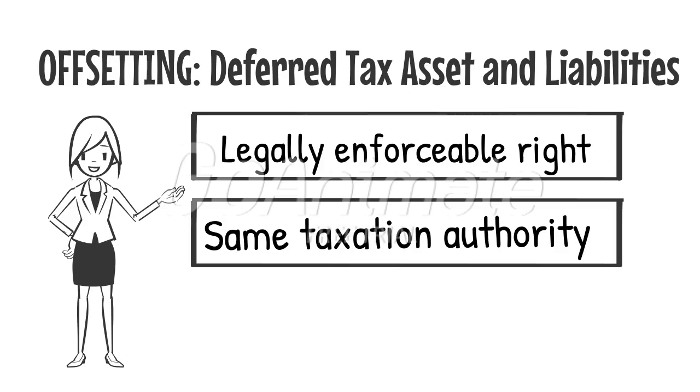An entity shall offset deferred tax assets and deferred tax liabilities only if the entity has a legally enforceable right to set off current tax assets against current tax liabilities, and the deferred tax assets and the deferred tax liabilities relate to income taxes levied by the same taxation authority.